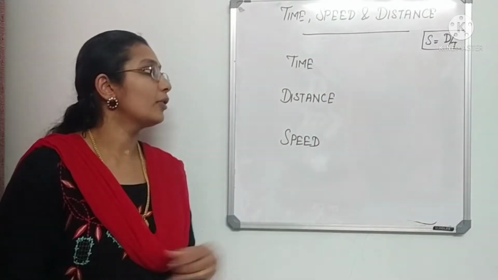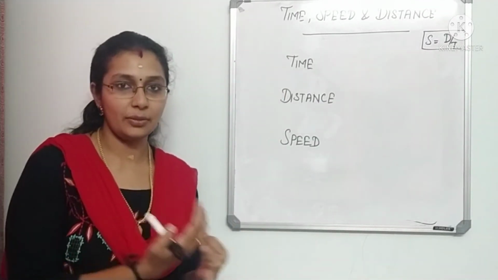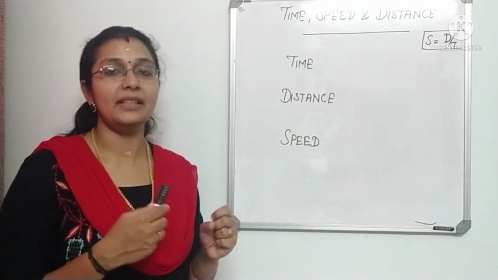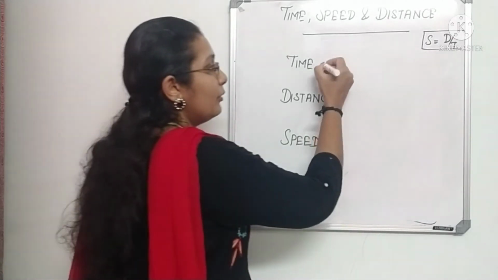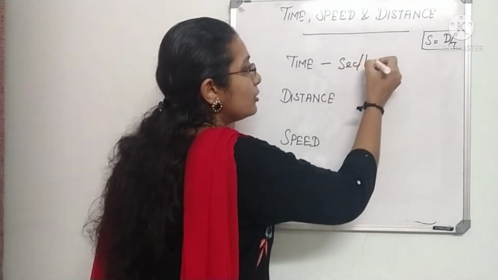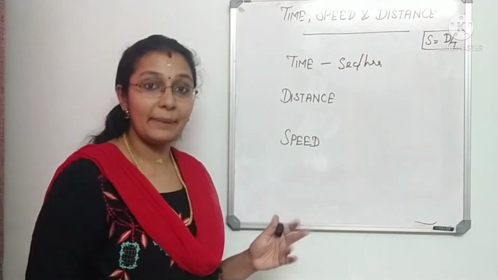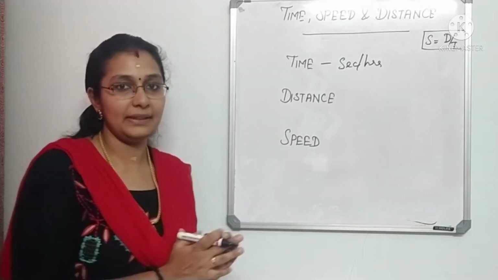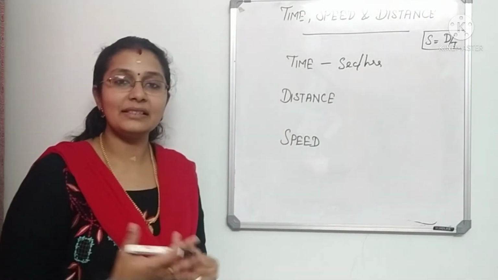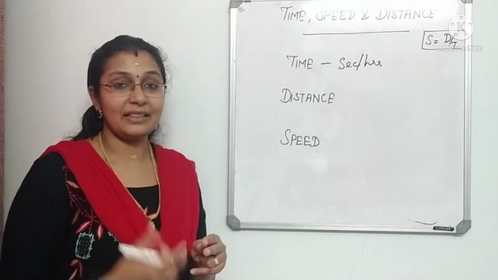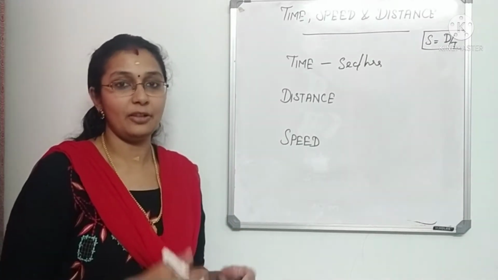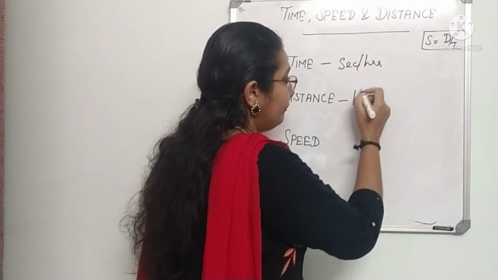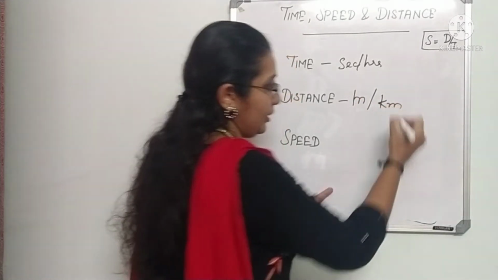Now we'll look at the units. Time we generally measure in seconds, minutes or hours. For this topic we'll consider only 2 units: seconds and hours. We won't consider minutes. When they ask questions related to minutes, don't worry, we'll just convert to seconds or hours depending on our question. Next, distance. Distance can be measured in centimeter, meter, kilometer, decameter, decimeter, hectometer, whatever it may be. Here we will generally consider only 2 units: meter and kilometer.